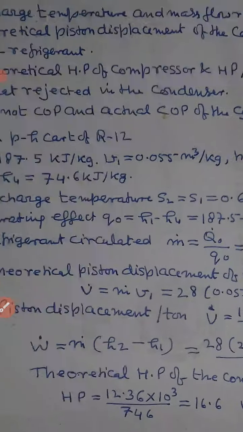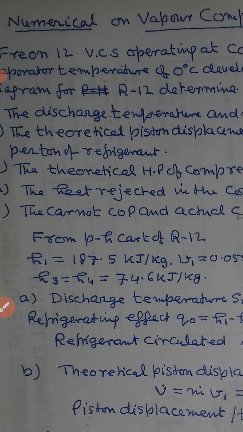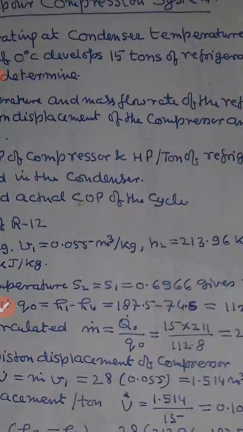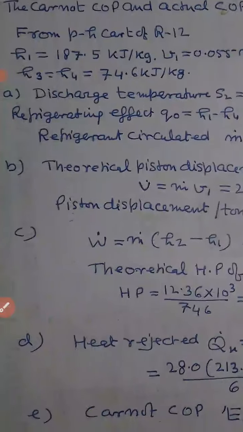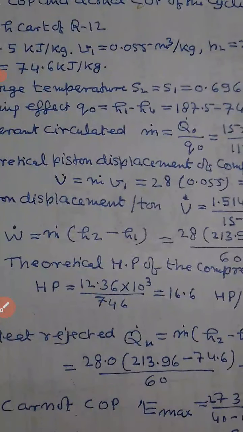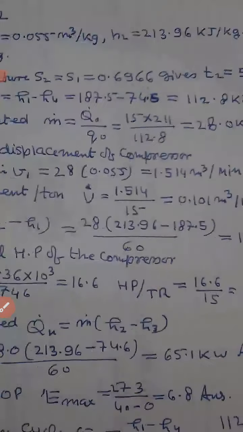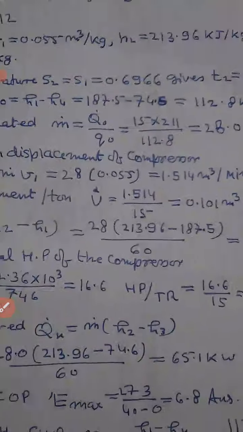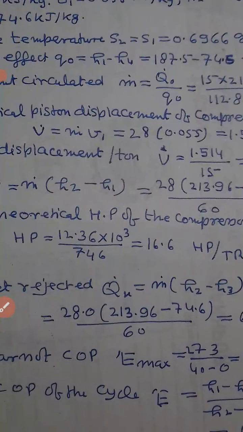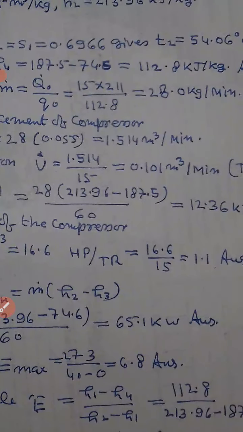Okay. Now the third part, that is the heat rejected in the condenser. So m dash H2 minus H1, we have put the value 213.96 minus 187.5 divided by 60, we get the value 12.36. Then theoretical HP of the compressor, 12.36 into 10 power 3 divided by 746, that gives 16.6, and HP per TR is 16.6 divided by 15, 1.1.